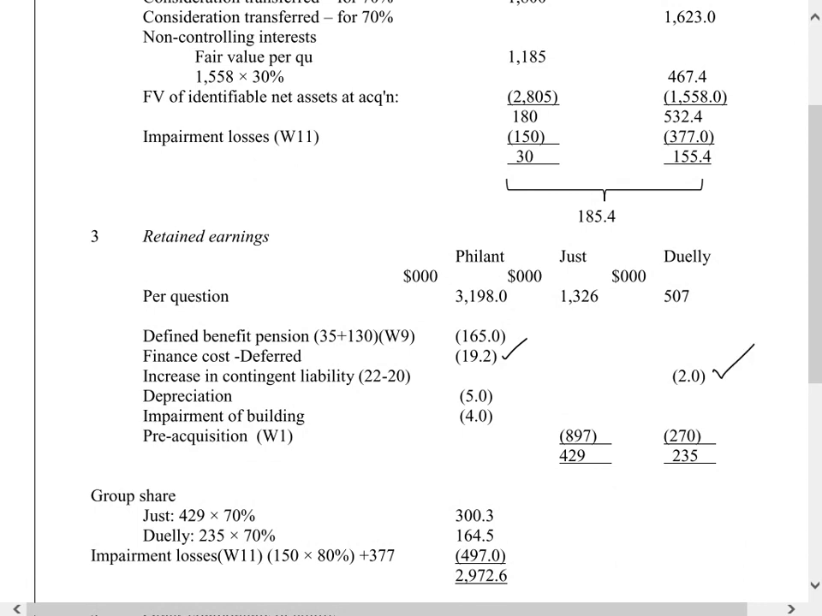Here, Dually's contingent liability increased by 2, so adjust in Dually. Not everything under parent, okay? Because when you adjust here, Dually's liability is higher, adjusting the liability of Dually will affect my NCI. This is what you get. When it's lower, then you get lower.